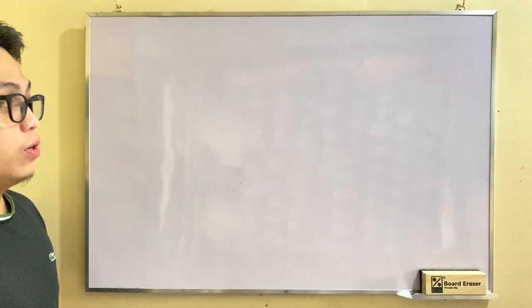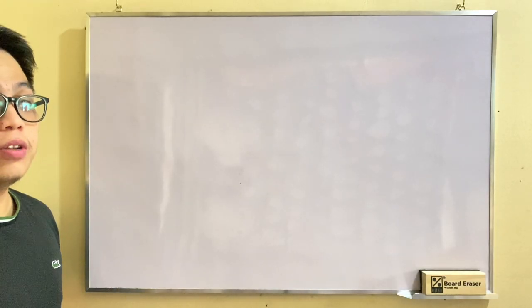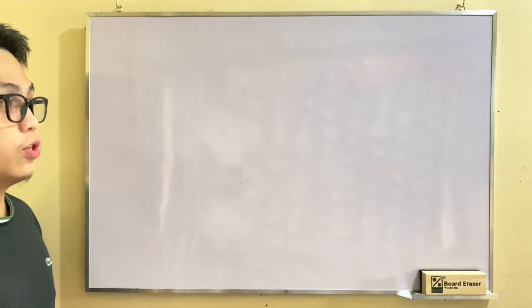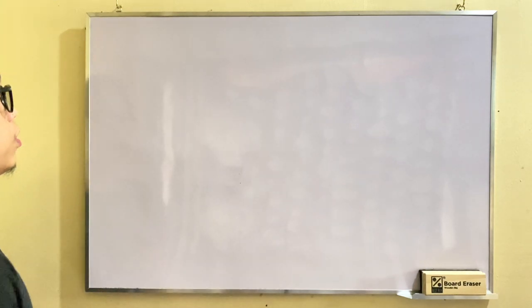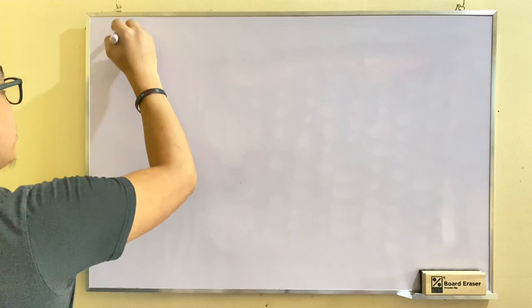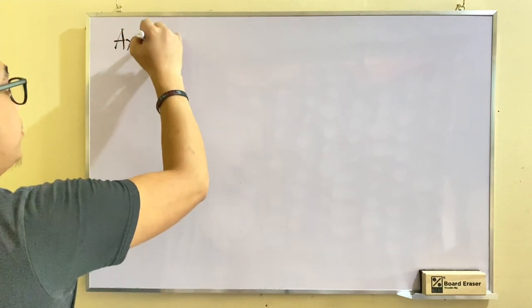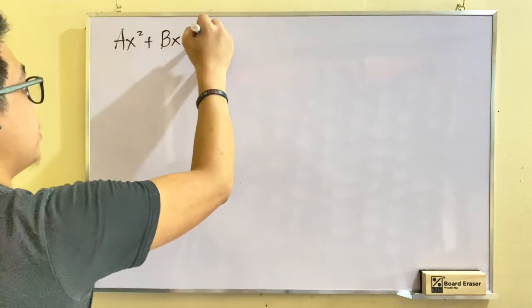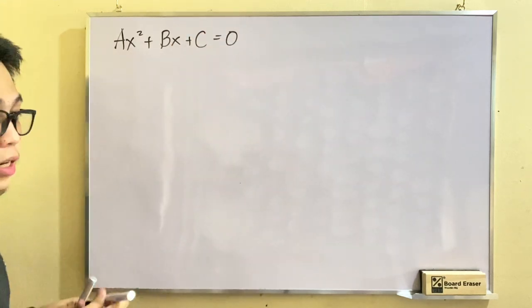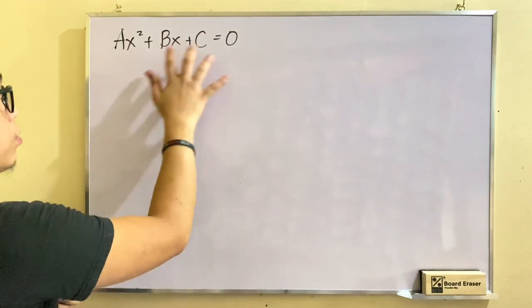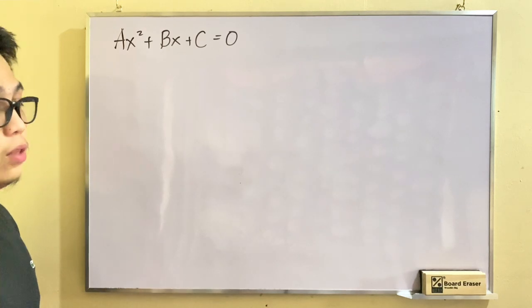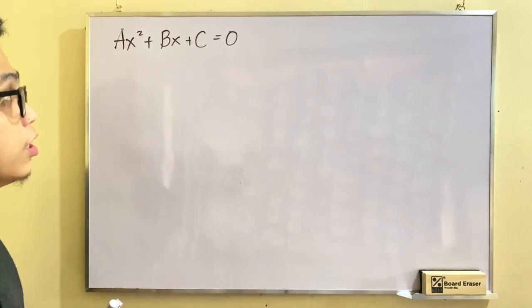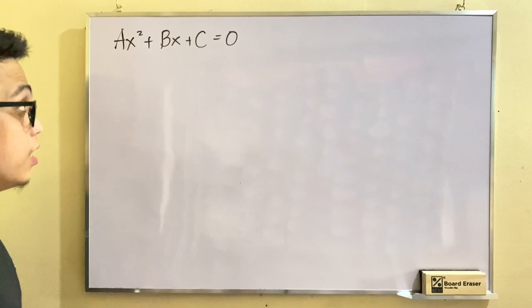Hello everyone! So tulad nga ng sinabi ko, ang ating topic sa araw na ito is how to solve a quadratic equation using factoring. A quadratic equation's general form is ax squared plus bx plus c is equal to 0. Laging tatandaan, ang ating equation must be always equated to 0. So mag-start tayo ng factoring by giving an example.